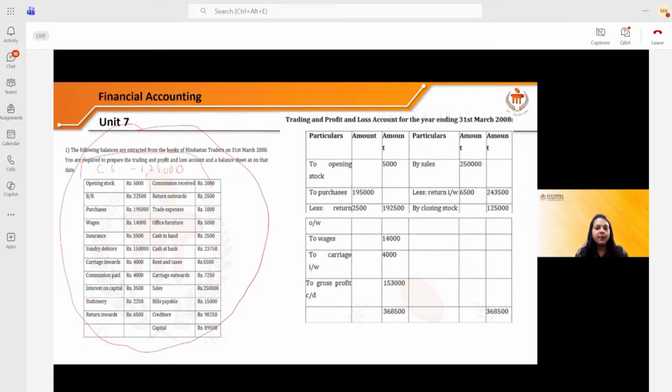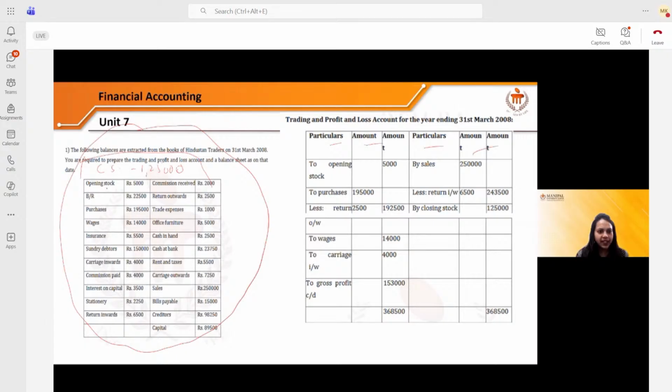Number one, I will identify the trading account transactions because I am preparing the trading account. The format of the trading account is like this: particulars, then amount. You can write the amount, or only one amount is okay. You can also parallelly see the screenshot of the trading account format and compare. So in the trading account, I will find out the items.